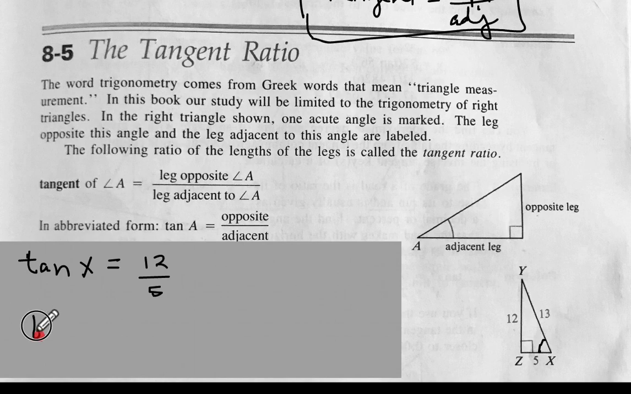The tangent of y, we have to find y. Here's y. So the opposite of y is 5, and the one that's adjacent is 12. Now don't use the hypotenuse. Hypotenuse is over here, so we don't use that one. We'll never use that one when we're using tangent. So the tangent of y is 5 over 12. And that's how you work the tangent ratio. So let's move on.